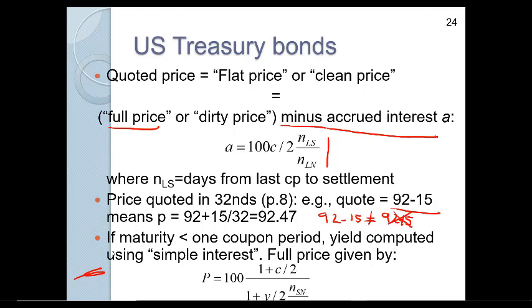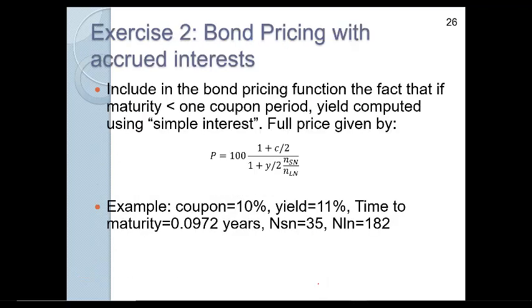Finally, when there's only one coupon left, you don't apply the same formula. You apply a different formula, and the formula is down here. Let's look at an example. The example is as follows.